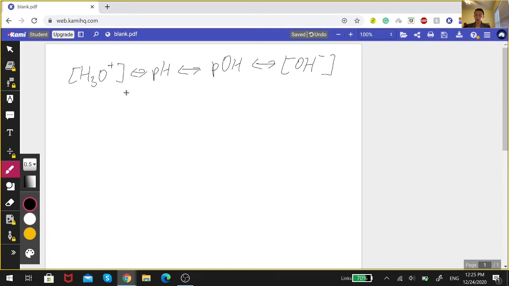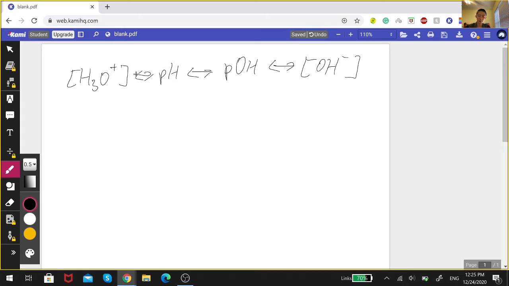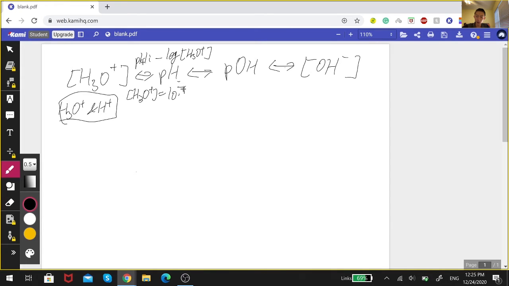Now, first thing, H3O plus and H plus can be used interchangeably as of now. And this is a concentration of our H plus or H3O plus. Now next, pH. To go from the concentration of our hydrogen to the pH, we're going to use the formula pH is equal to negative log of the concentration of H3O plus. And the other way around, the concentration of H3O plus is equal to 10 to the negative pH power.